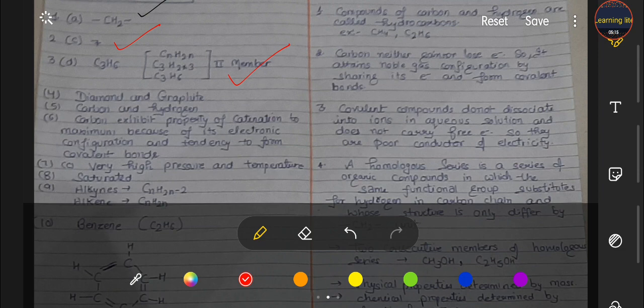Fourth, two allotropes of carbon, that is diamond and graphite. Next, two main constituents, carbon and hydrogen. And the next one, who shows catenation? Carbon shows catenation maximally because of its electronic configuration and its tetravalency to form covalent bonds. How can we synthesize diamond from carbon? By applying high pressure and high temperature.